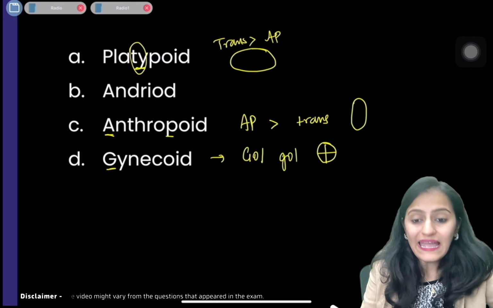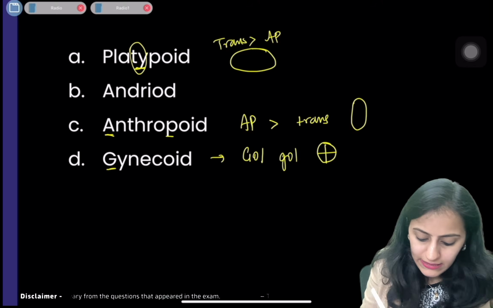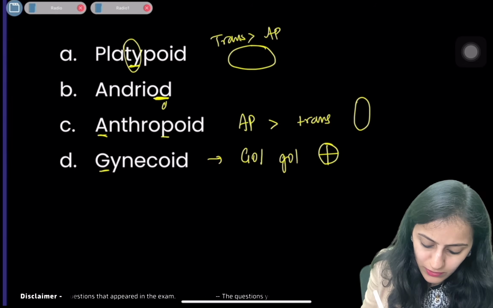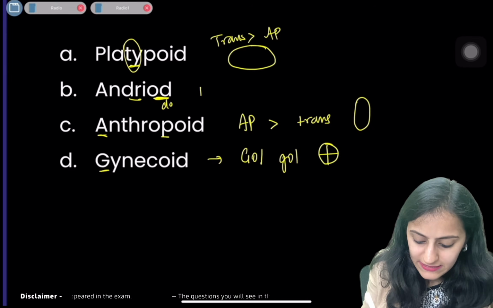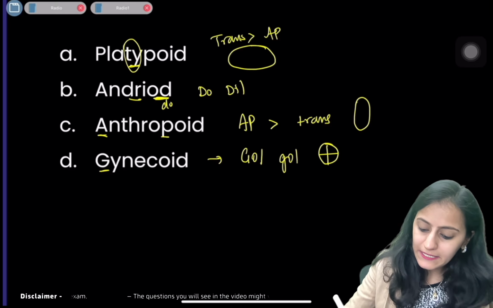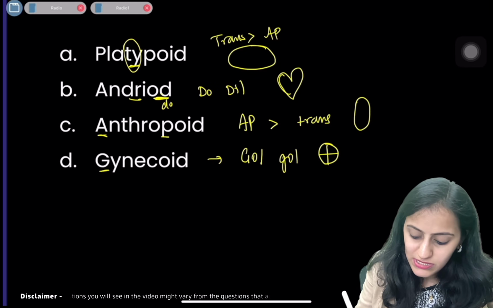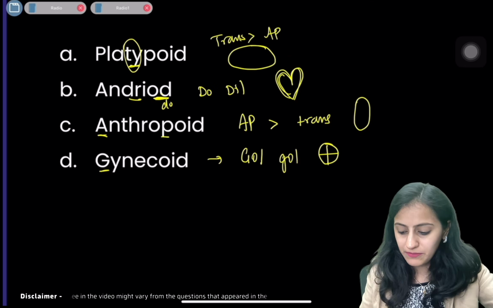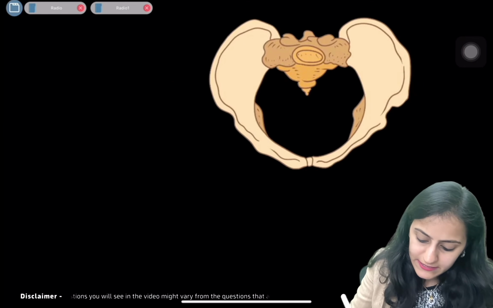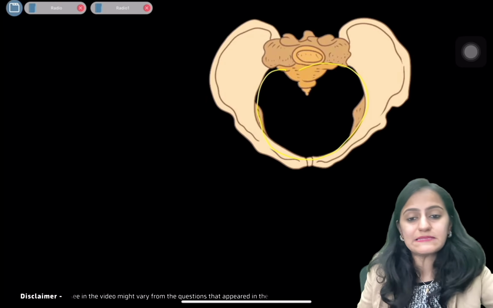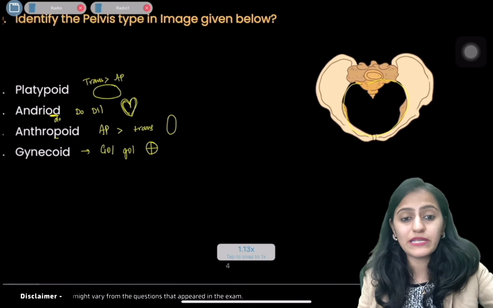And we have android. Android is like do, turn it upside down, and di is dil. It's like do dil mil rahe hain. So remember that android is like do dil mil rahe hain, which is heart shape. Okay, which is heart shape. So what do we have here is the goal pelvis. Basically, this would be gynecoid pelvis.